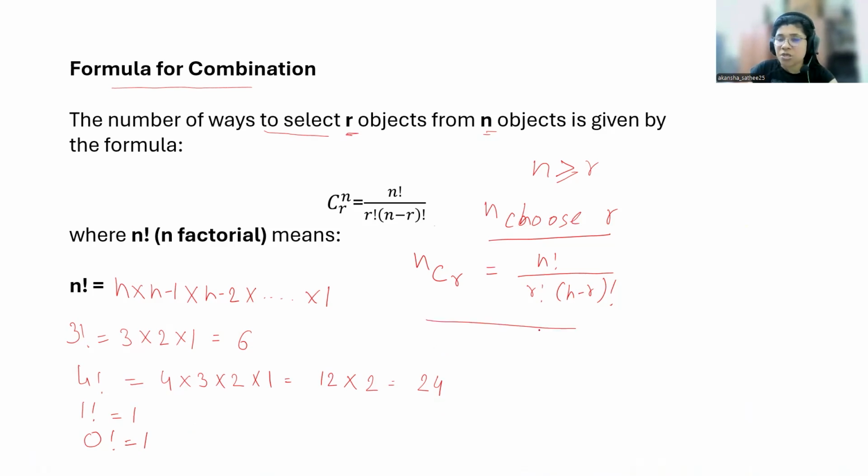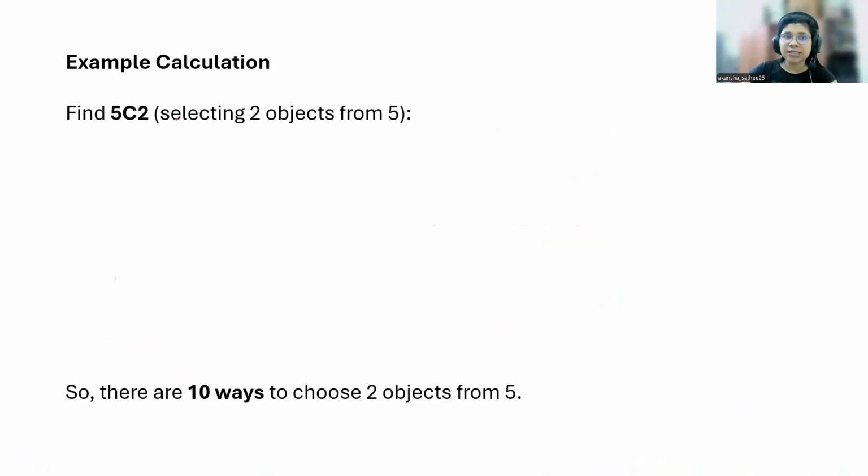Now, before going into the problems on combination, the first thing you have to understand is this formula. Let's see how to calculate this NCR. We will start from there. Example calculation: find 5C2. What does it mean? It means you are selecting 2 objects from 5. So in total you have 5 objects, you want to select only 2. In how many ways can you do it?